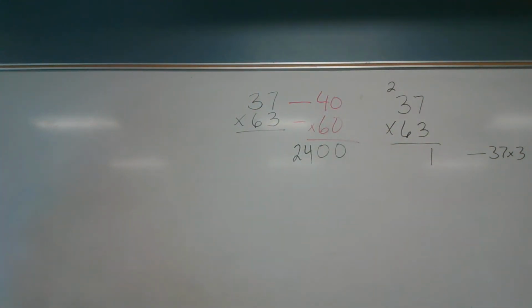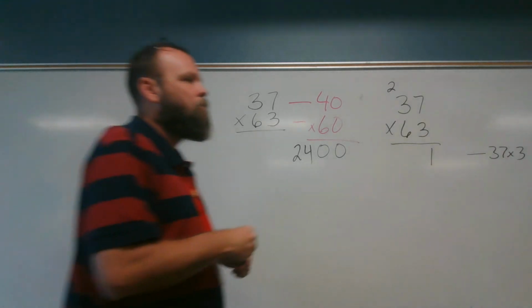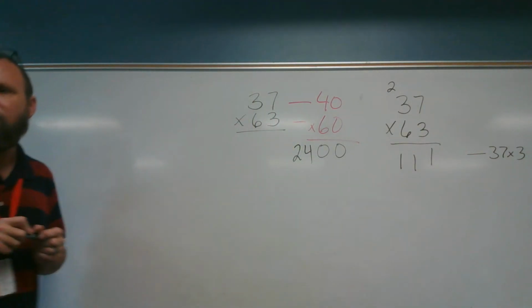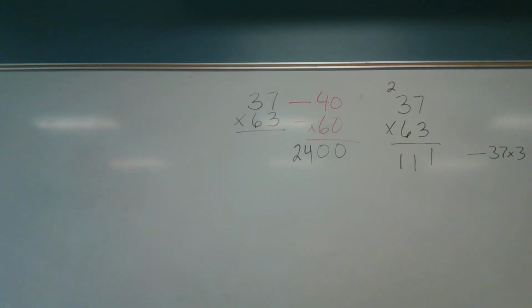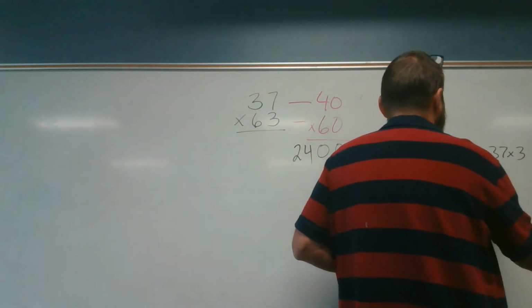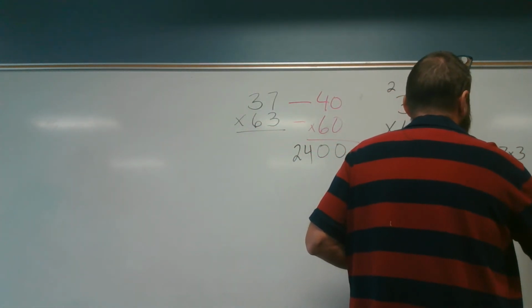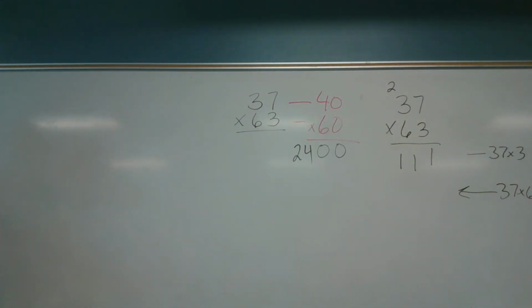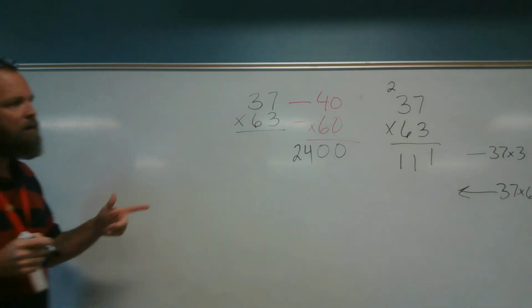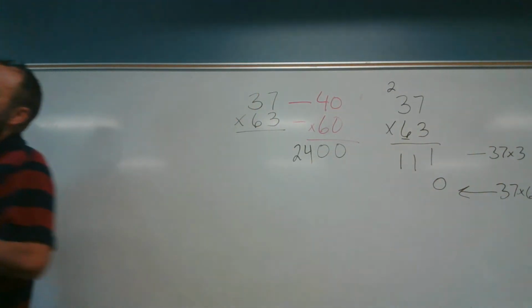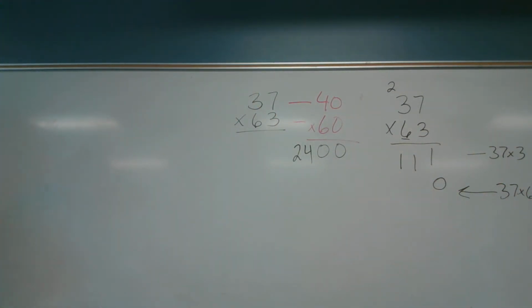Angela, 3 times 3 is? Plus 2 more? 11. So 37 times 3 is 111. Okay, in this we're finding the actual product of 37 times 60, because the 6 is in the tens place. 37 times 60. Now we're in the tens place. That's why my 0 goes in my ones place.